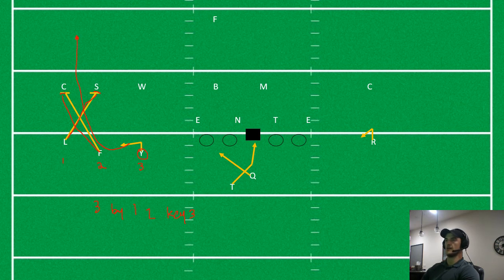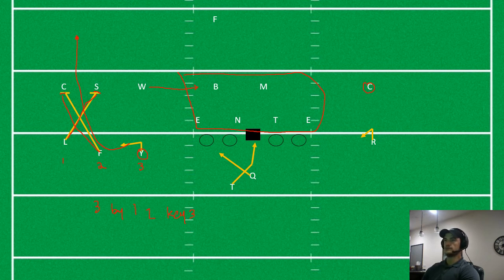So let's just say, for the sake of the play, this guy's over here. They've got 7 in the box, so we don't want to run it. This guy's playing up on this key screen. So the quarterback's going to catch the ball, turn, and throw. The Y is going to catch, and he's going to run for daylight.